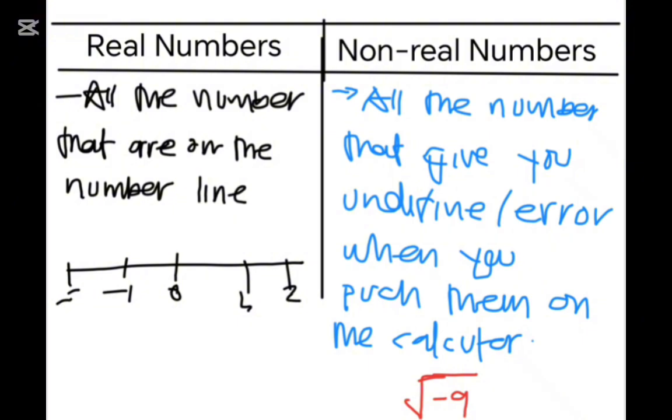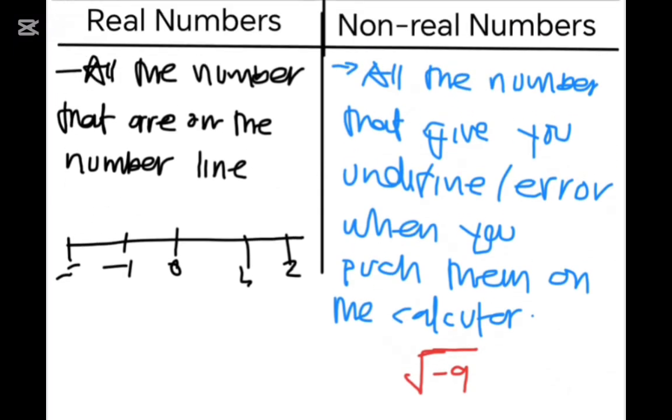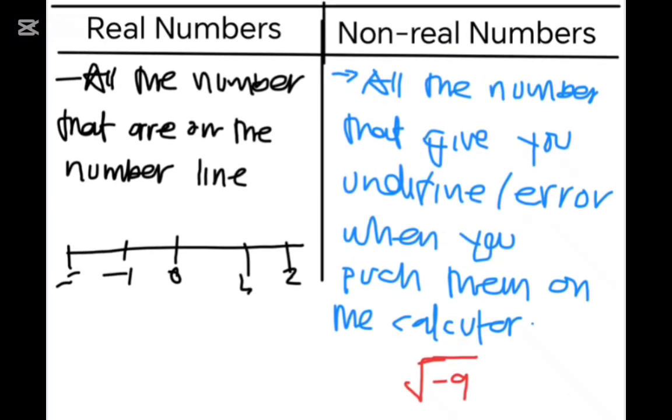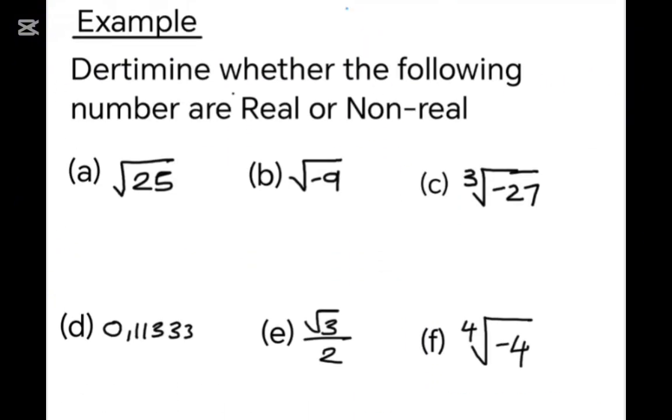So all the numbers that give you undefined when you punch them on a calculator are the non-real numbers. I was supposed to end this video here, but I know some of you didn't yet grasp what I'm talking about. So let's do a few examples so that you can understand. You can pause this video and try to write it by yourself.